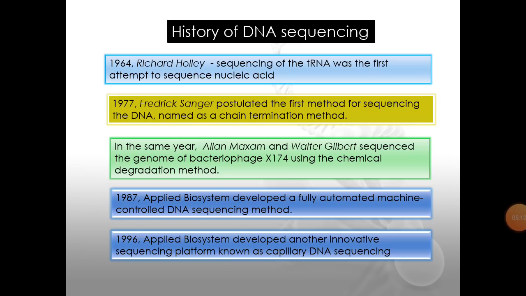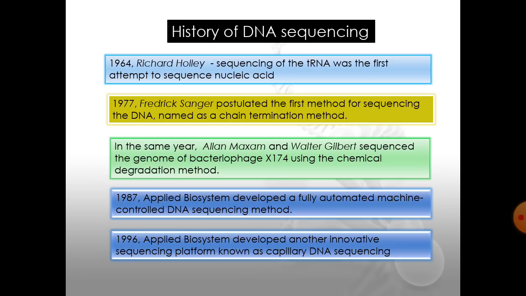Now, coming to the history of DNA sequencing, this started in the year 1964 when Richard Hawley first performed the sequencing of tRNA. This was the first attempt to sequence a nucleic acid. Using this technique, Hawley and Walter Fisher were able to sequence the genome of a bacteriophage, that is the RNA sequencing, and they sequenced the RNA. Yet till that time, no DNA sequencing was performed.